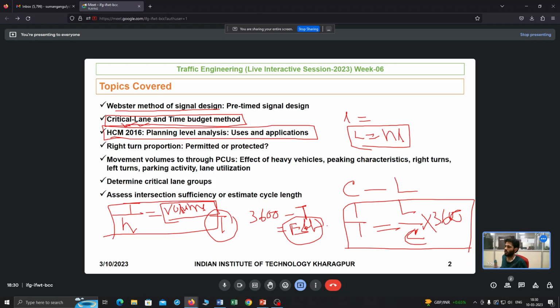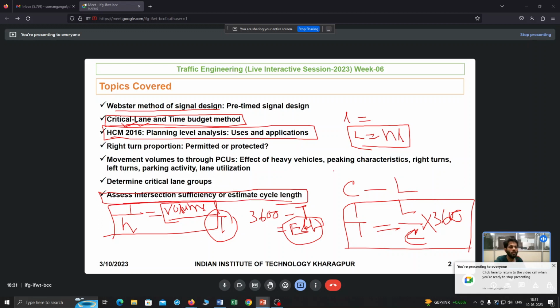So this is the planning level analysis, right? You can plan for that signal, and based on the planning you can decide what to do.